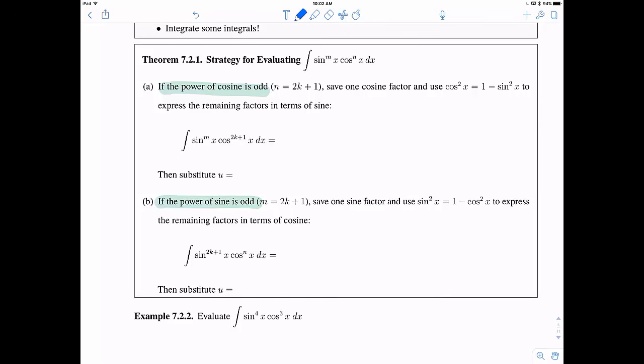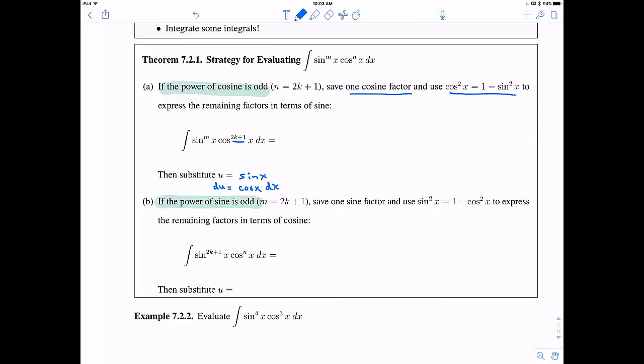Okay, so the claim is, in this first case, if cosine is odd, we want to use u substitution, really, with u equal to sine of x. So if u is equal to sine of x, then du is going to be equal to cosine of x dx. It makes sense that we want to save one of these cosine factors, so that it can be eaten up by our du. The rest of them we're going to turn into sines, and we're going to use this identity: cosine squared of x is equal to 1 minus sine squared of x.